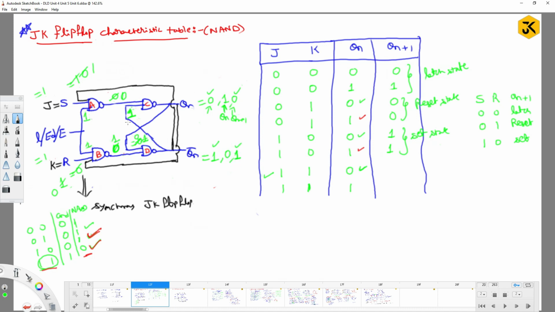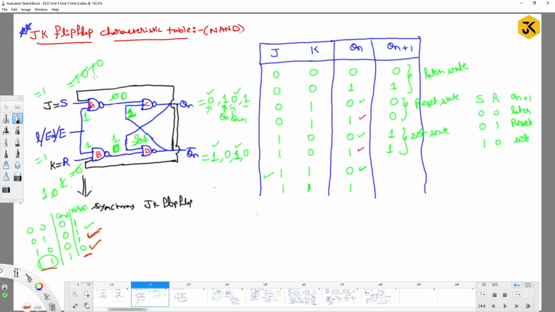Okay. This 1 will be sent to here. What is 0 with 1? 0 with 1 is 1, right? Now this 1 will be sent to here, right? And here as it is 1, it should be 0. This 0 will be sent to here.